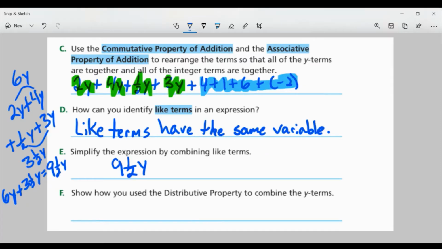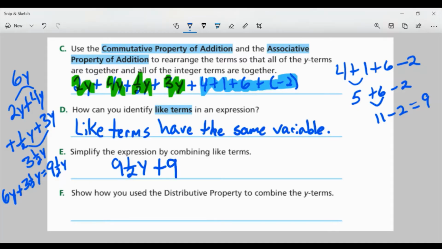Now for the other ones, I want to go 4 plus 1 plus 6 minus 2, or plus negative 2, however you want to look at it. 4 plus 1 is just 5, and I'll have plus 6 minus 2. This gives me 11 minus 2, and 11 minus 2 is just 9. It's a positive 9, so plus 9. So that is how we simplify the expression by combining all our like terms.